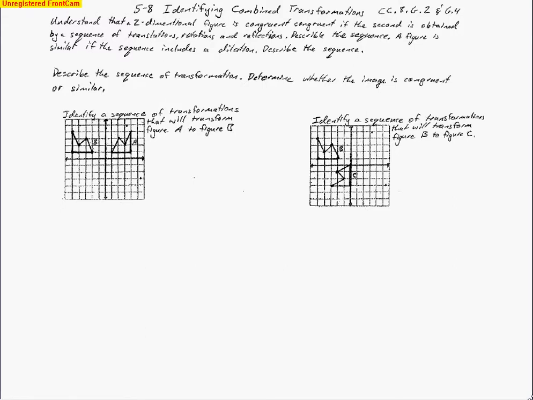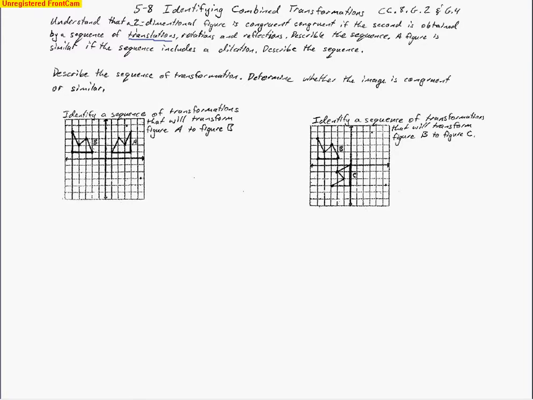This is the lesson for Chapter 5, Section 8, identifying combined transformations. And so what we're going to look for is we're trying to see what the sequence of transformations is. Sequence means what ends up happening. So remember, we've got some rigid transformations, and those are listed up here.